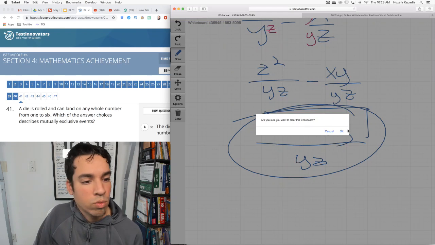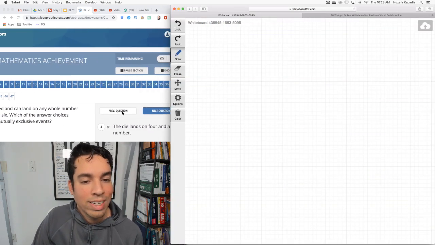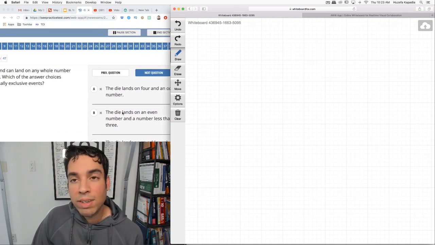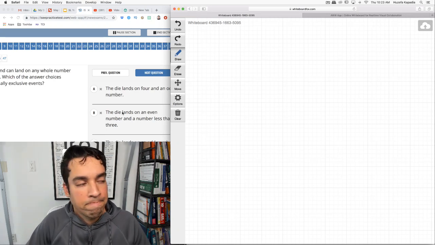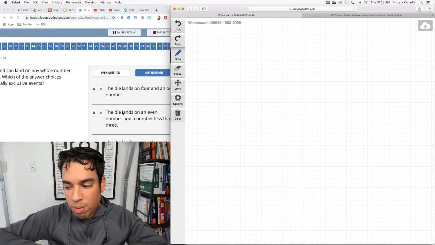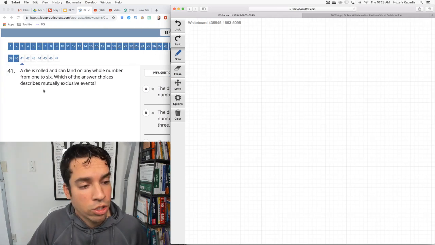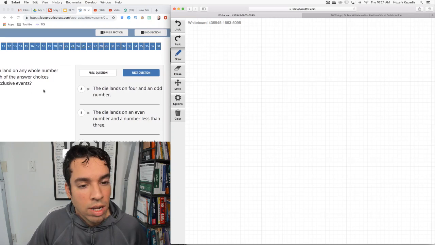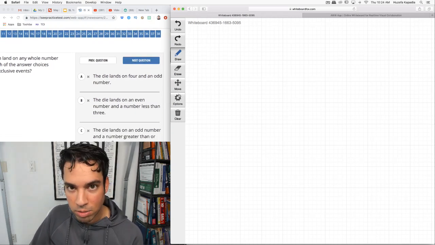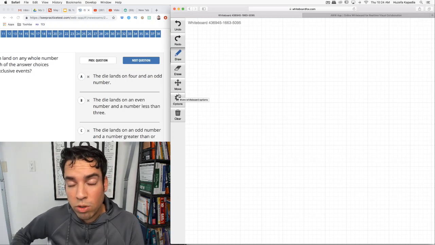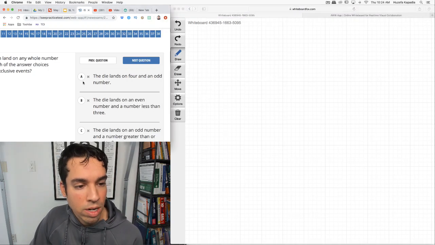Okay, next. A die is rolled and can land on any whole number from 1 to 6. Which answer choice describes mutually exclusive events, meaning 2 events that cannot happen together, essentially. Let me show you what I mean by illustration here. So the die lands on 4 and an odd number. Can you land on 4 and an odd number? Is that even possible for those 2 different things to coexist? It's not, because 4 is even. So there's our right answer right there.